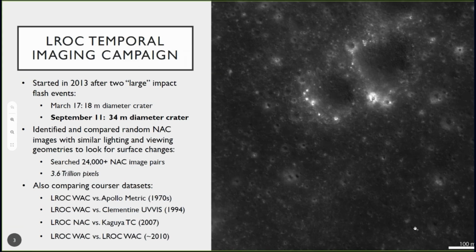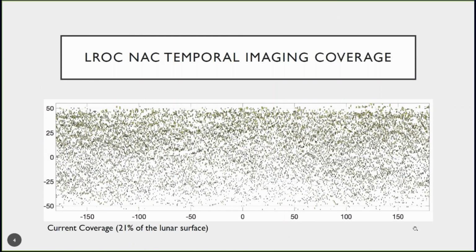So if we go to the next slide, this shows you what our current temporal coverage looks like. With the narrow-angle camera, we've covered about 21% of the surface. There is a little asymmetry, and that's just due to the altitude variations of the spacecraft. So we get a little bit better coverage, but lower resolution in the northern hemisphere, and a little smaller amount of coverage, but higher resolution in the southern hemisphere. So if we go to the next slide.